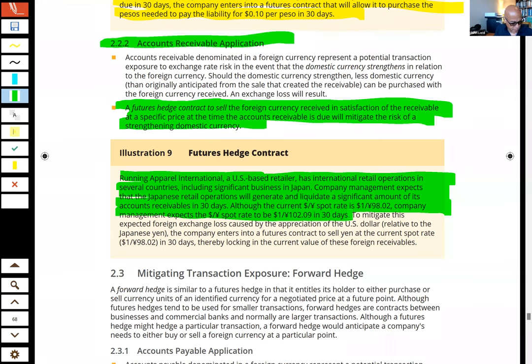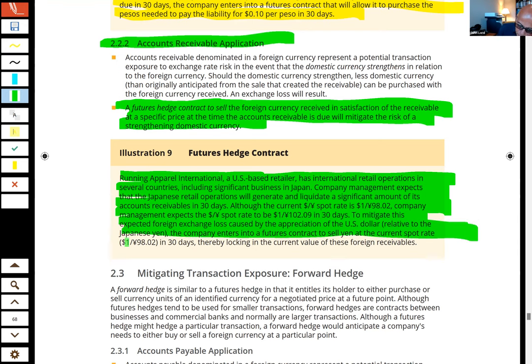We're going to have this 20 cents for every dollar versus 97 cents for each yen in this example. So to mitigate this, we would enter into a futures hedge that entitles the company to a futures contract to sell the yen at that more favorable rate that was contemplated when we first entered into the sale with this Japanese company.